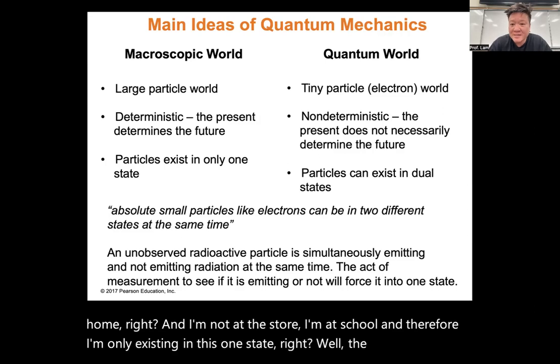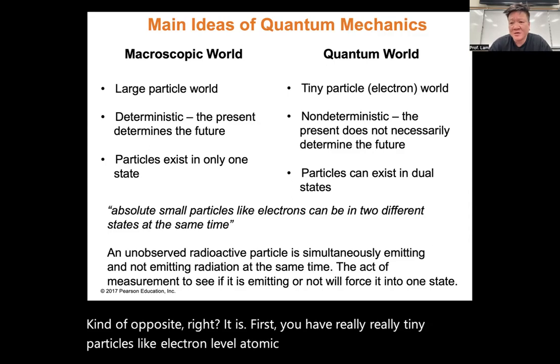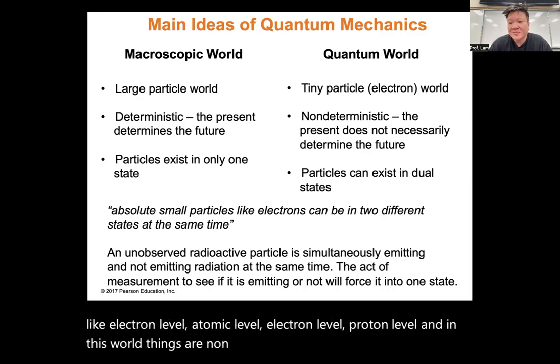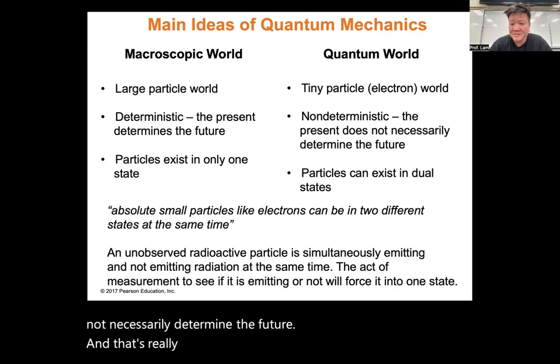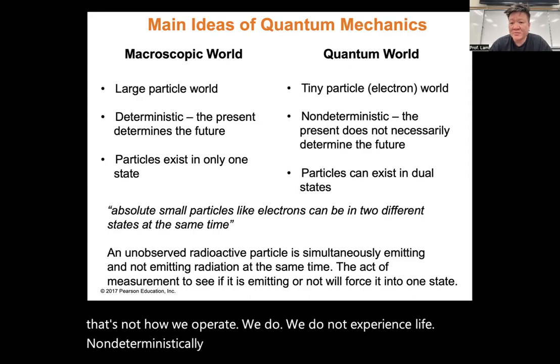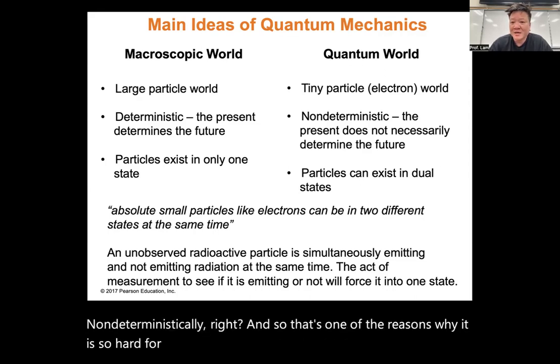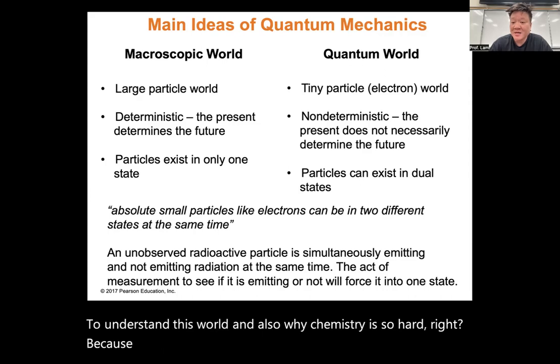Well, the quantum world is kind of the opposite, right? First, you have really, really tiny particles, like at the atomic level, electron level, proton level. And in this world, things are non-deterministic. So the present does not necessarily determine the future. And that's really crazy to us, because that's not how we operate. We do not experience life non-deterministically, and so that's one of the reasons why it is so hard for us to understand this world. And also why chemistry is so hard, because chemistry belongs in this world.